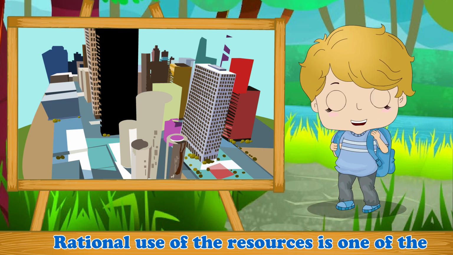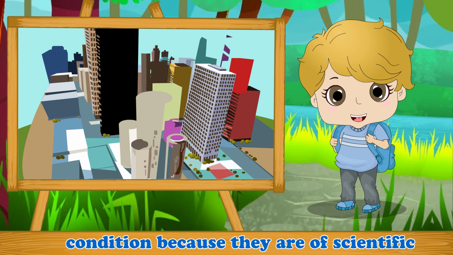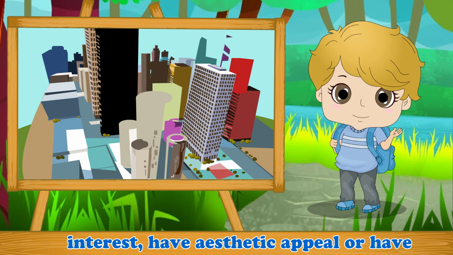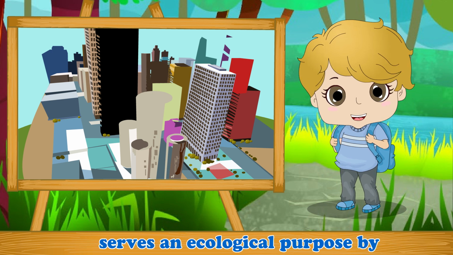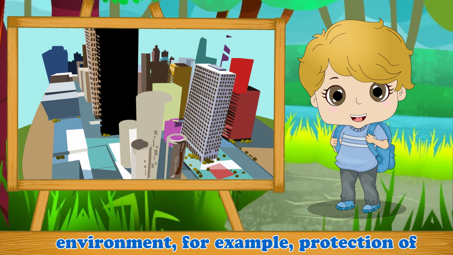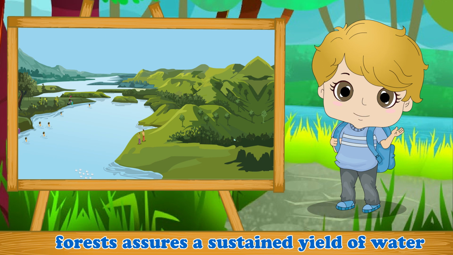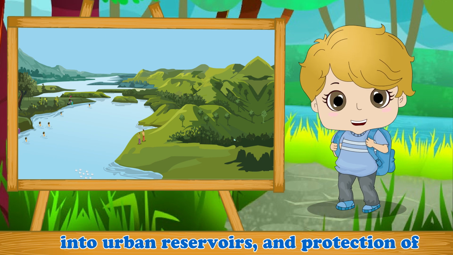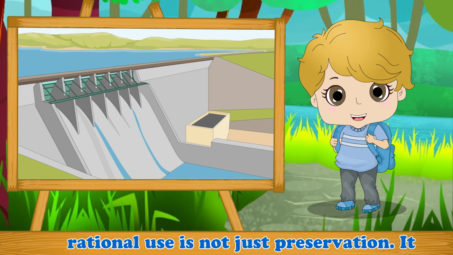Rational use of the resources is one of the concepts in conservation of natural resources in an essentially undisturbed condition because they are of scientific interest, have aesthetic appeal, or have recreational value. Preservation also serves an ecological purpose by maintaining the function of the total environment. For example, protection of forests assures a sustained yield of water into urban reservoirs, and protection of estuaries perpetuates ocean fishery. But rational use is not just preservation.